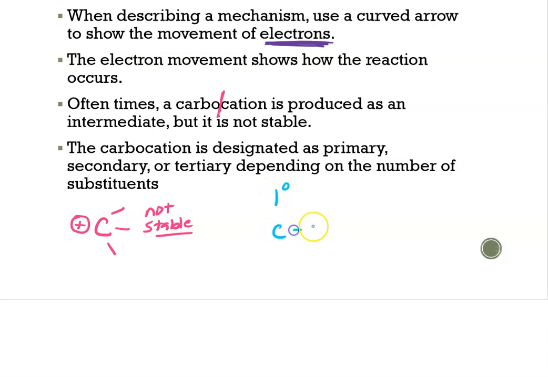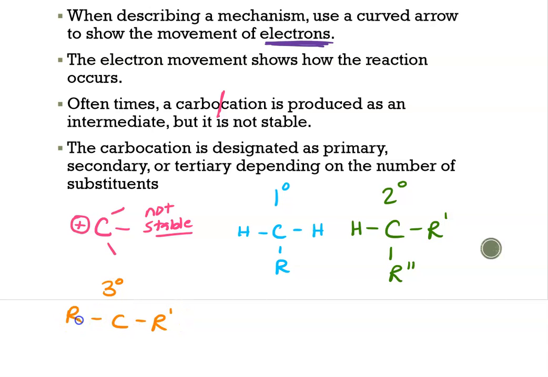A primary would only have one carbon group attached, or we'll call it an R group. We'll only have one R group. A secondary will have 2 R groups and a hydrogen. And then the tertiary will have all 3 carbons attached. And I forgot the most important part of my carbocations, which is that they are positive. So we have a positive here, and a positive here, and a positive here. So what we'll find is that in some of these mechanisms that we look at, we are going to be producing some carbocation action up in here.